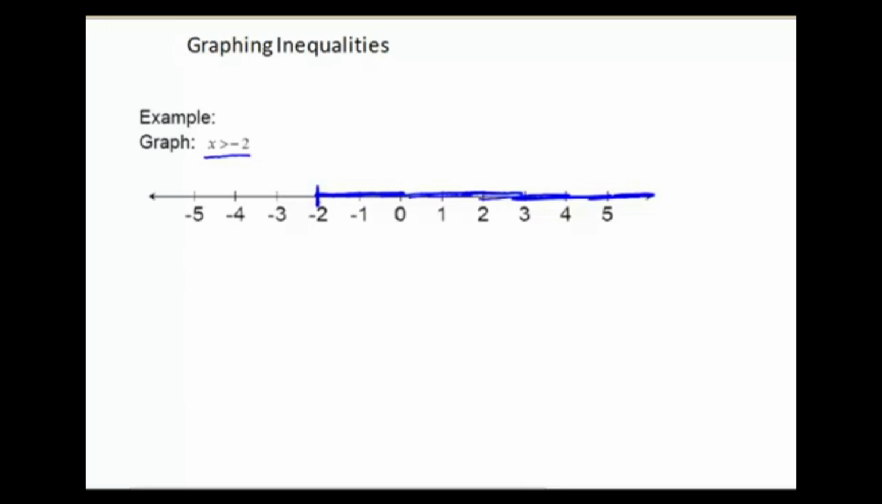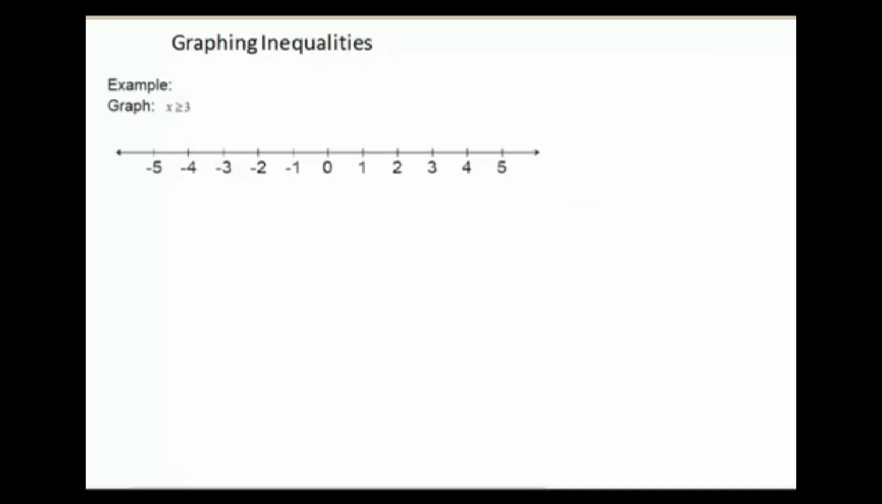And then we decide about the endpoint, the -2 itself. There is no equals underneath, so we do not want to include the -2 in the solution set. That's denoted by a parentheses. It will open in the direction of the shading, so this time it will need to go to the right.